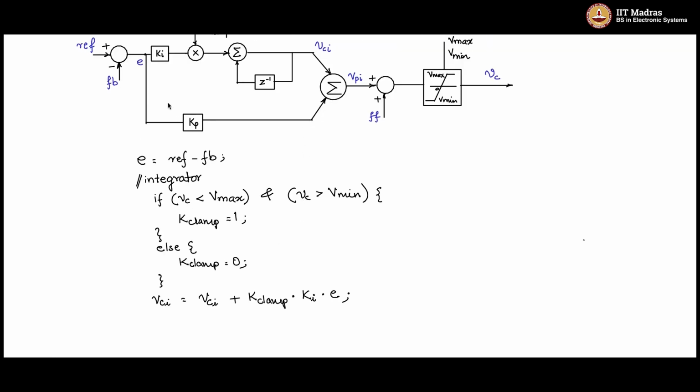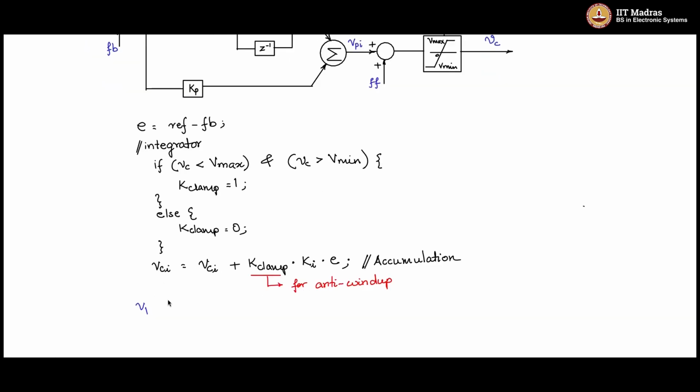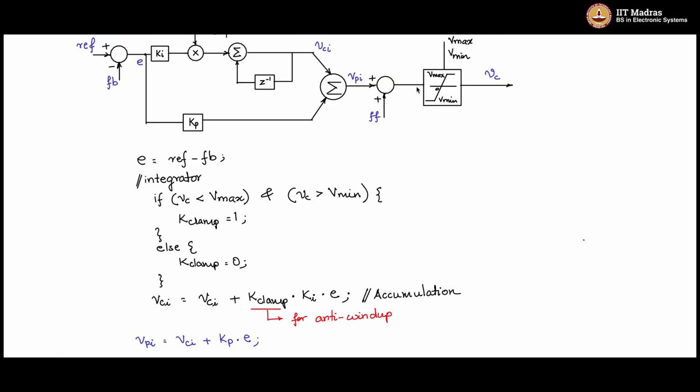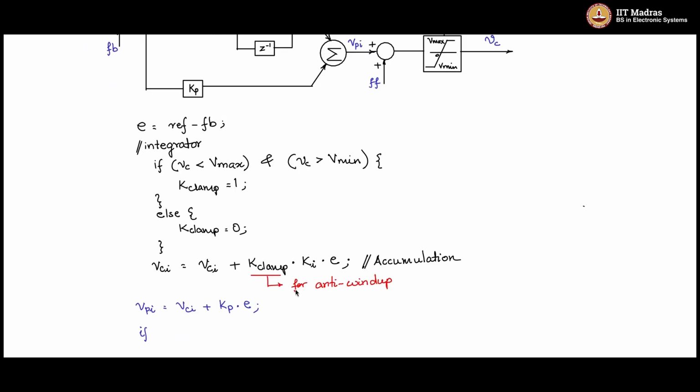Now this part is Kp into E. So VPI. So that is accumulation, and this is our anti-wind-up variable. So VPI here is VCI plus Kp into E. And what is given to the input of the limiter is VPI plus feed forward term.